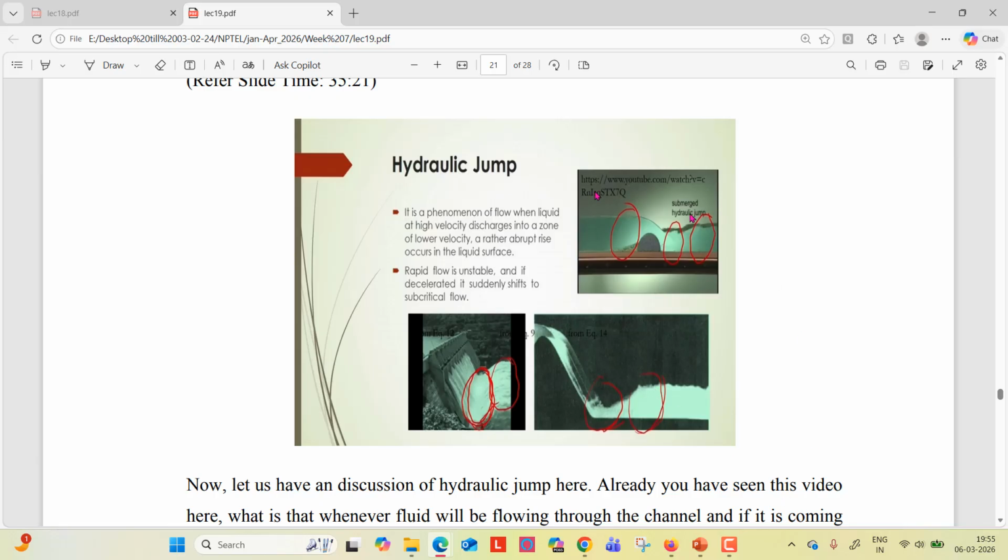Right? So here in this portion you have seen earlier that this is your subcritical portion. Now flow is going to this portion, and suddenly a chaotic motion is created, and this chaotic motion will make the flow unstable, and it will suddenly want to come back. It will create a backflow or back pressure towards the lower velocity zone, that is the subcritical zone, and that is called the hydraulic jump. Rapid flow is unstable, and if decelerated, it suddenly shifts to subcritical flow.